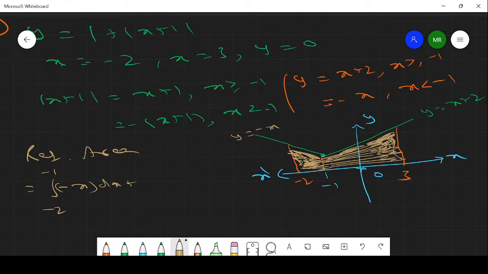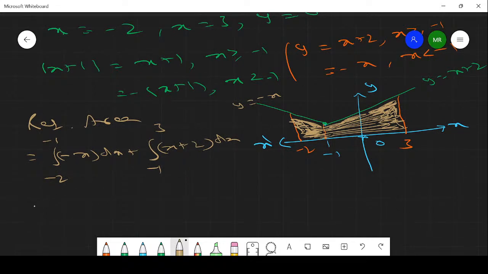Plus, I should consider between -1 and 3. The upper line is y equal to x plus 2, along with the x-axis y equal to 0. It will come now x plus 2 dx.